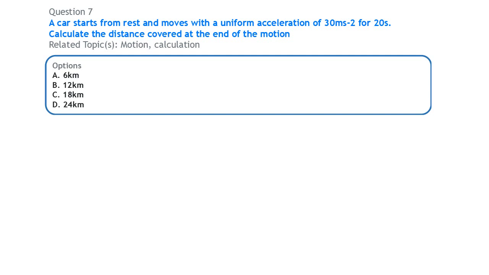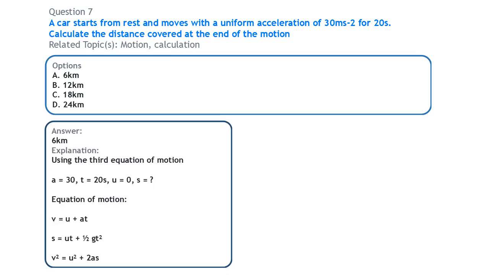Next question: a car starts from rest and moves with a uniform acceleration of 30 meters per second squared for 20 seconds. Calculate the distance covered at the end of the motion. Alright, the car is starting from rest. That means that its initial velocity is 0, since it's not moving in the beginning. Then it moves with a uniform acceleration of 30 meters per second squared. So the acceleration is 30 and the time is 20 seconds.